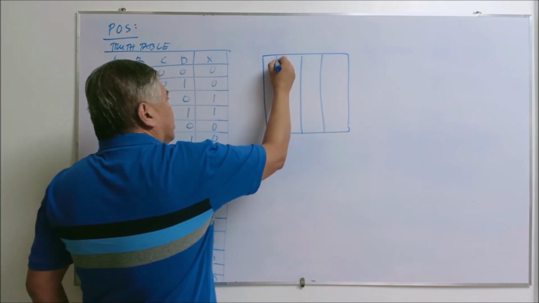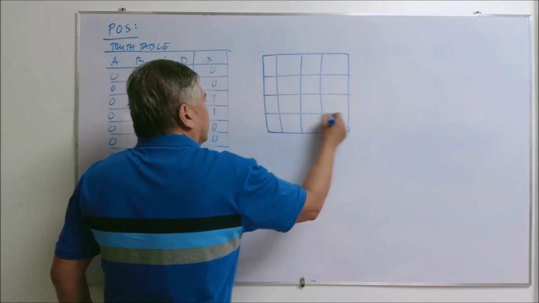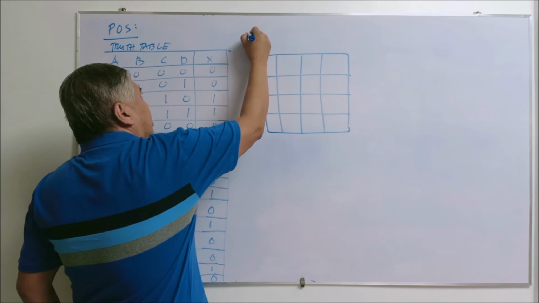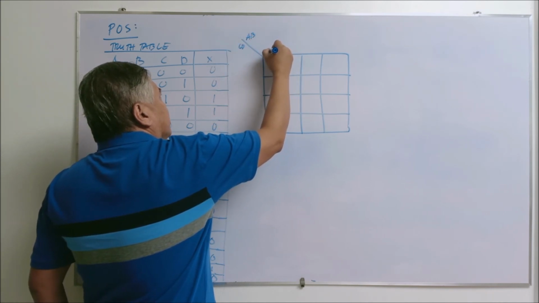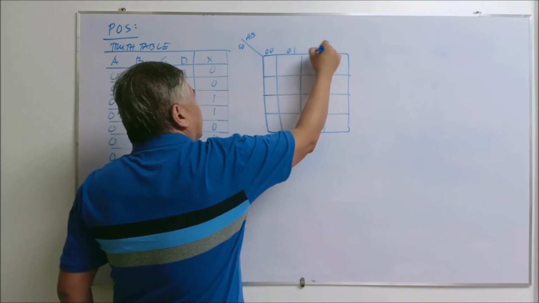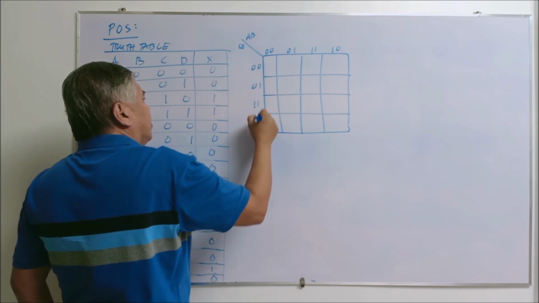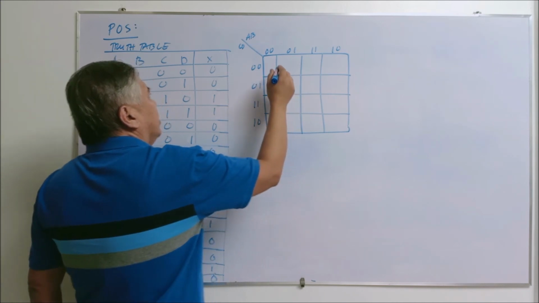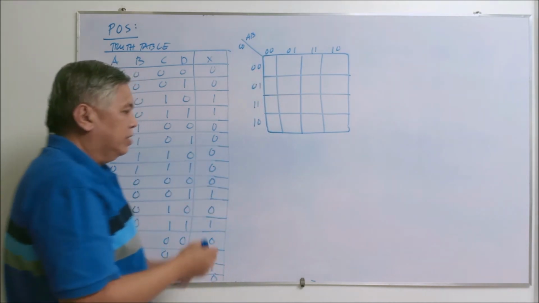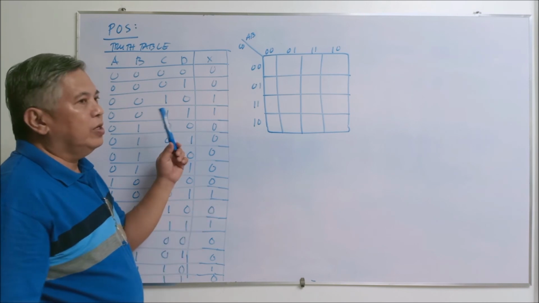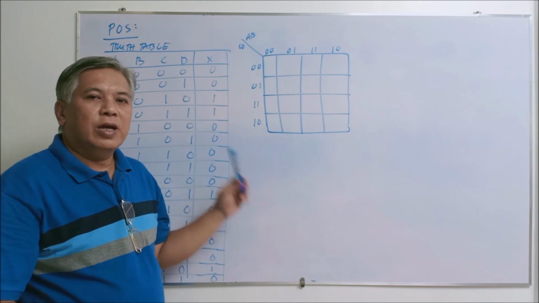Again, 16 cells. So you have inputs A, B, C, D. Again, the input values are 0, 0, 0, 1, 1, 1, 1, 0, 0, 0, 0, 1, 1, 1, 1, 0. Then the values of your cells here. Now this time, since we are using the product of sum expression, we will have to obtain the sum term.